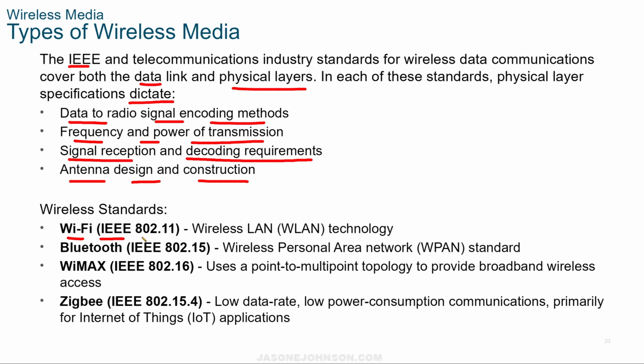Those are set by IEEE. Wi-Fi is 802.11, Bluetooth is 802.15, WiMAX is 802.16, and Zigbee is 802.15.4. And I will just make a note here at the end: you do need to be familiar with these different standards, the 802.11, 15, 16. You need to know what they are, so on the final exam, you're probably going to see those again in a question.